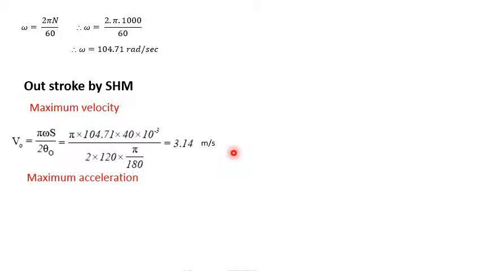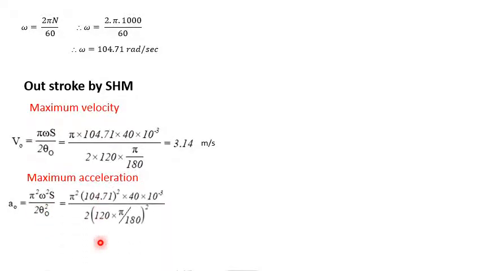Next, maximum acceleration. The formula to find the maximum acceleration during outstroke is Ao equals pi square omega square s divided by 2 theta o square. Substitute the omega, s and theta o values, then simplify it. So after simplification, we got the acceleration as 493.47 meters per second square.